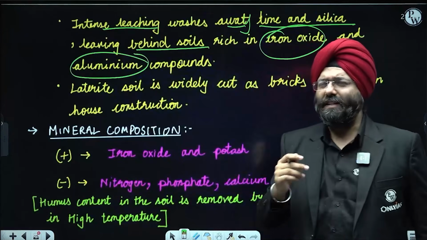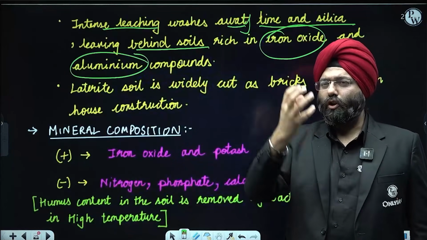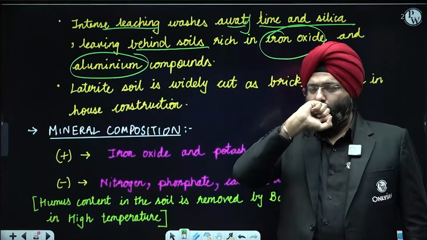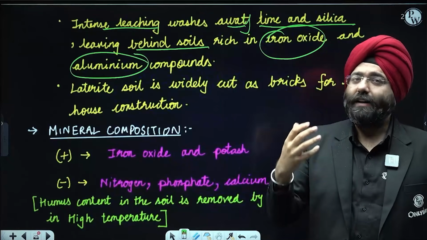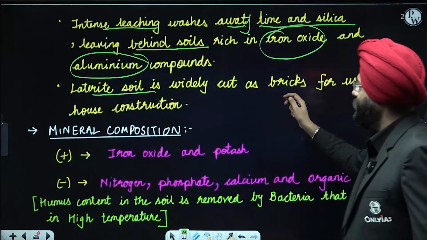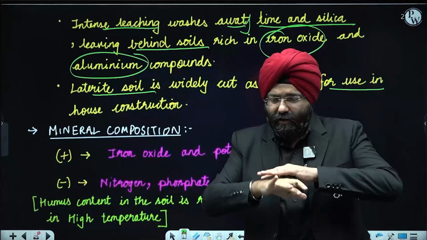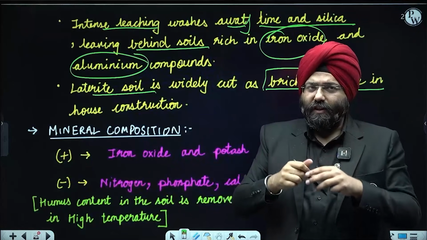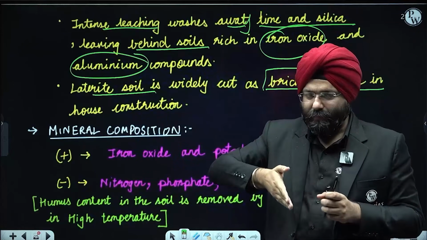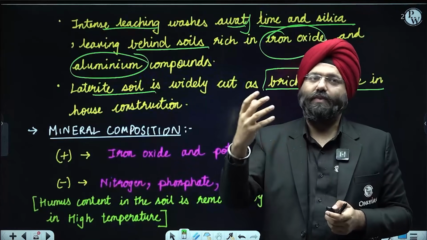So because of the excessive rain, the process of leaching takes place, through which all those minerals which are soluble in nature seep down, leaving behind iron and aluminium. So what happens? The laterite soil is widely cut as bricks for construction of houses. Let us say you have the laterite soil. Because of this nature, people tend to cut them and use them as bricks. That is why the word "later" is used, which means brick.